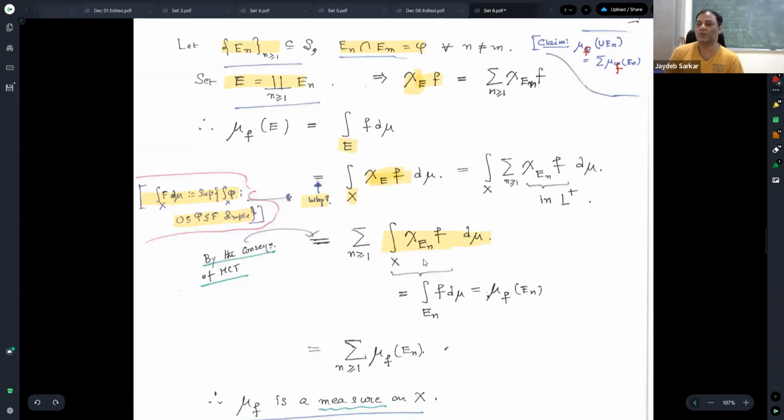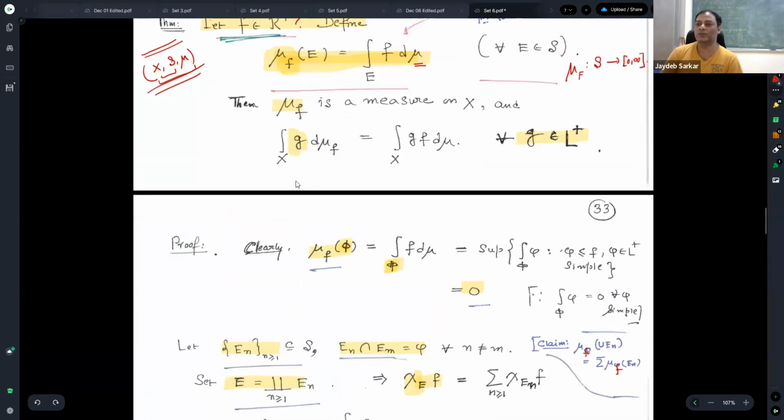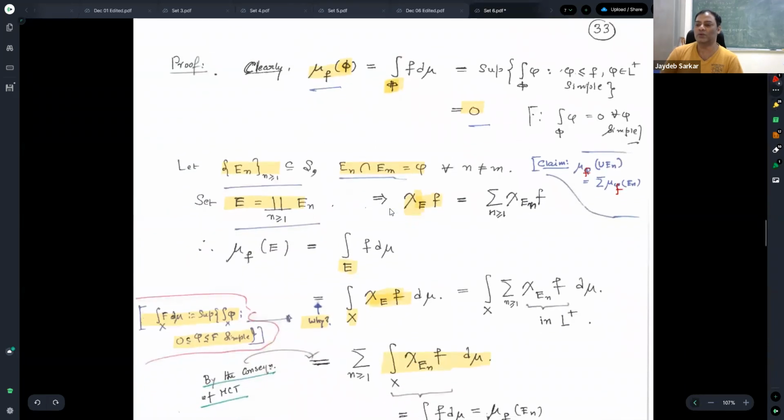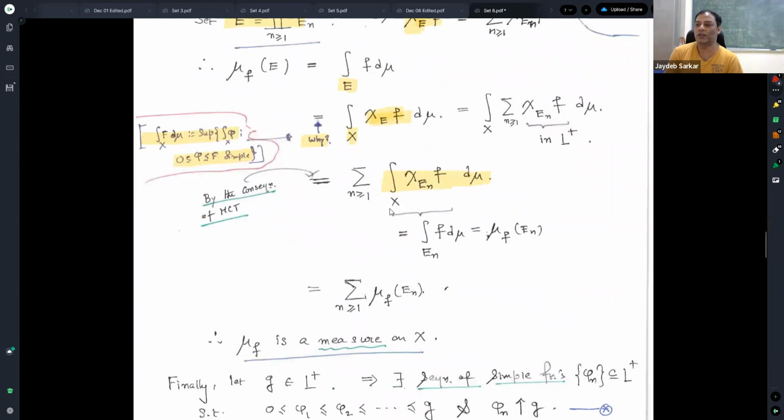This is supposed to be μ_f. Let's see the definition one more time. μ_f is the integral of f dμ over E, right? So this is over, oh, I'm sorry, this is correct. So this is χ_{E_n} f over X, and as you observe, you can pull down this E_n over here. So this is the integration of f over E_n, and that's the definition of μ_f(E_n). So this is correct. Up to this, it is fine.